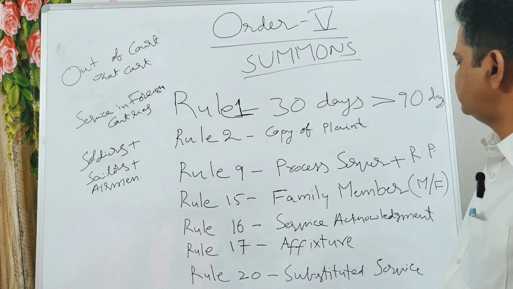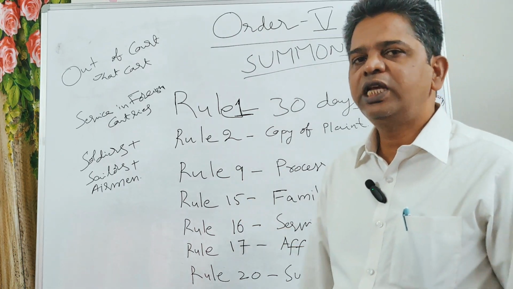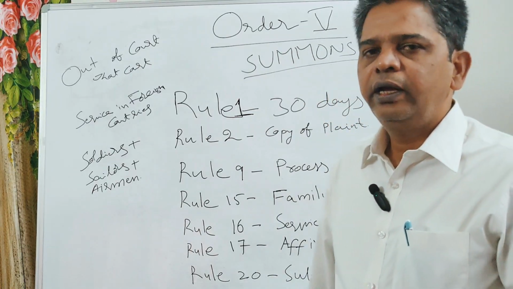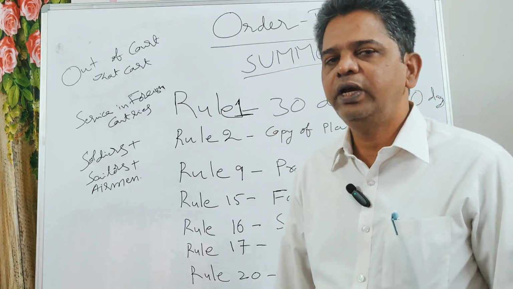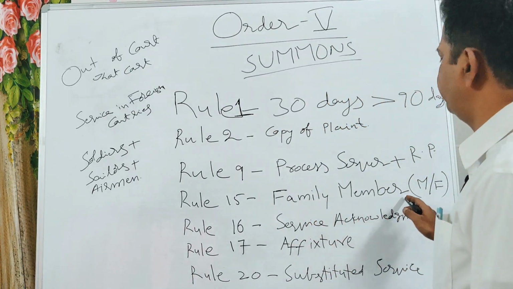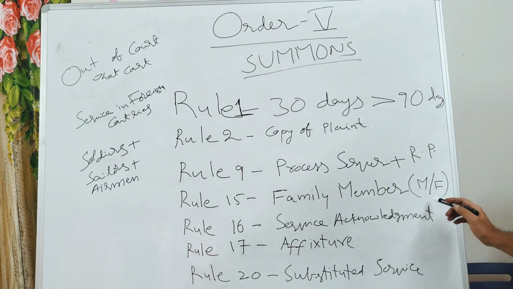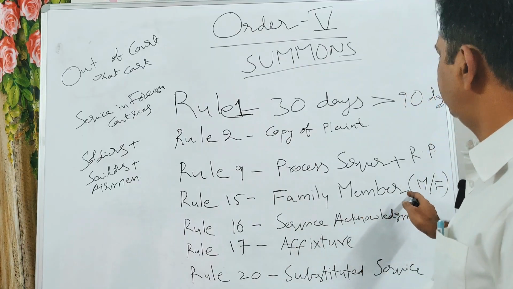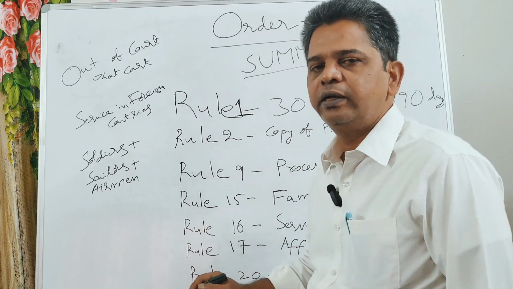And Rule 15 says that as far as practicable, the summons shall be served on the defendant. If the defendant is not found at the time of serving of summons, the summons can be served on any family member of the defendant, whether male or female, who is living with the defendant. Service of summons on the family member is sufficient.